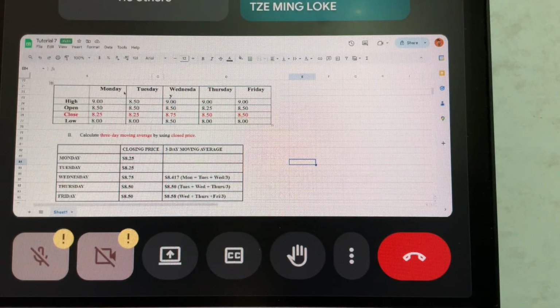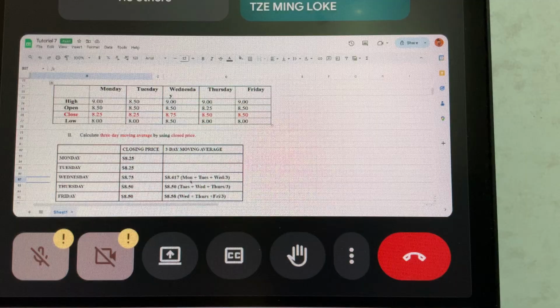Okay. So as you can see, just like your assignment, the first one, you cannot calculate starting on Monday, right? You need 3 days. So Wednesday, you can only start calculating the average on Wednesday because you have to use a 3-day average. So Wednesday, Tuesday, and Monday: 825, 825, 875. So for the first 2 days, we don't have information.